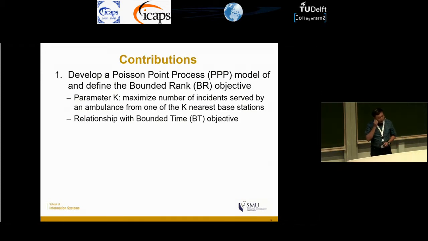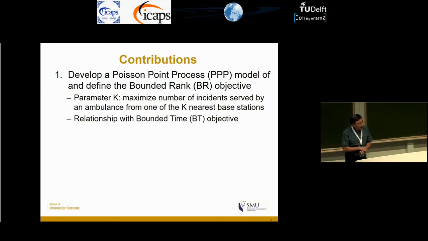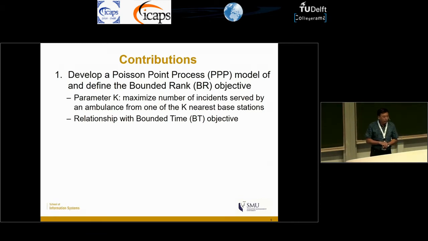So the contribution of this work includes the following. We look at the arrival pattern, and we develop a Poisson Point Process to model the arrival pattern of incidents. And we define what we call the bounded rank objective. This is as opposed to the bounded time objective, which I told you about, where you're given a response time and you have to meet that response time. Now, the bounded rank objective is a sort of relaxed version or a proxy for bounded time, and it is much easier to compute.